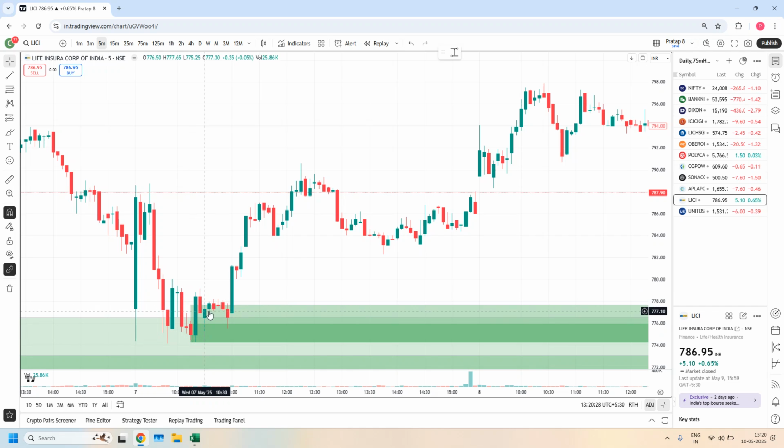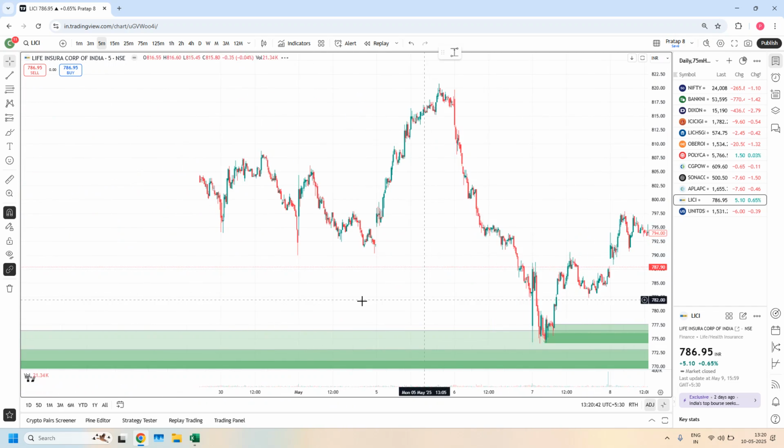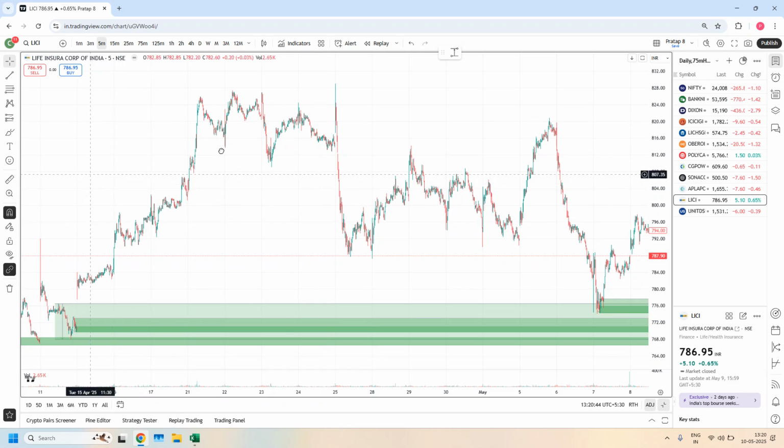And this zone is already tested. So you can't use this zone because there are higher chances this zone will be violated, as per the concepts you learned in lesson 16, when a zone can be violated. Okay, the next one, a fresh zone.